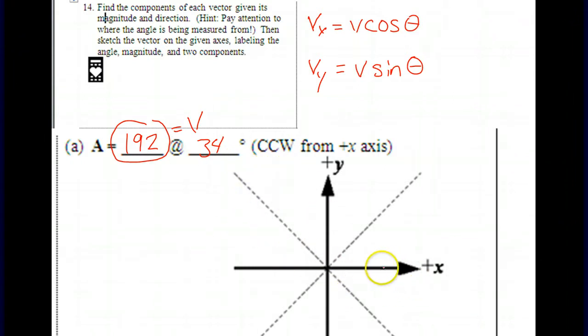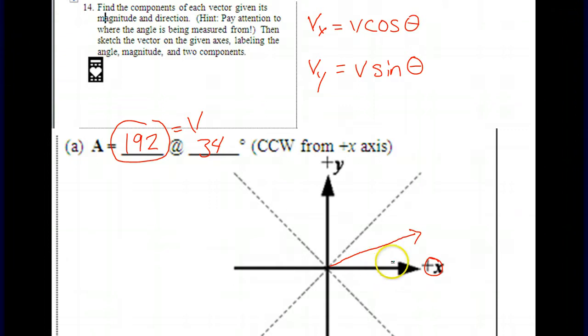So we can find the positive x-axis here, and we've got to go approximately 34 degrees. I'm just going to approximate it. You have protractors, and you can get that drawn on there exactly. I'm not going to be concerned with drawing it. It's probably fairly close to 34 degrees.